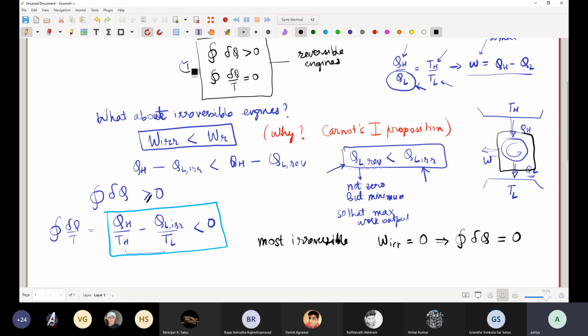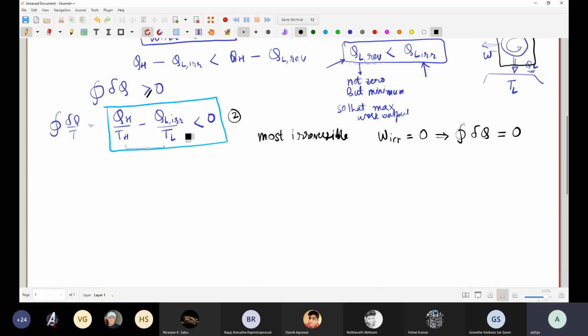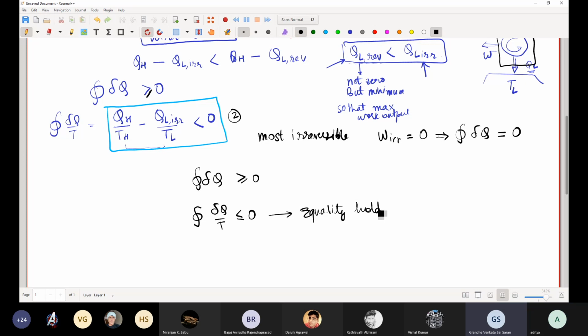So let us combine statements 1 and 2 to write down the general statement. Closed integral del Q greater than or equal to 0, and closed integral del Q by T less than or equal to 0. When does the equality hold true? Look at which statement I've written. For the second statement, the equality holds true when it is reversible. And for the first statement, the equality can hold true when it is most irreversible.